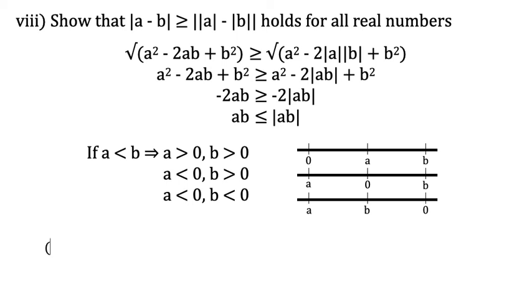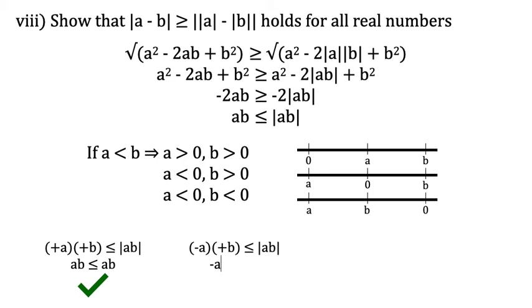This would give us the three cases of positive a times positive b is less than or equal to the absolute value of a times b. And this would give us that a times b is less than or equal to a times b. The second case, negative a times positive b is less than or equal to the absolute value of a times b. This would give us negative ab is less than or equal to ab. The third case, negative a times negative b is less than or equal to the absolute value of a times b, which would give us a times b is less than or equal to a times b.